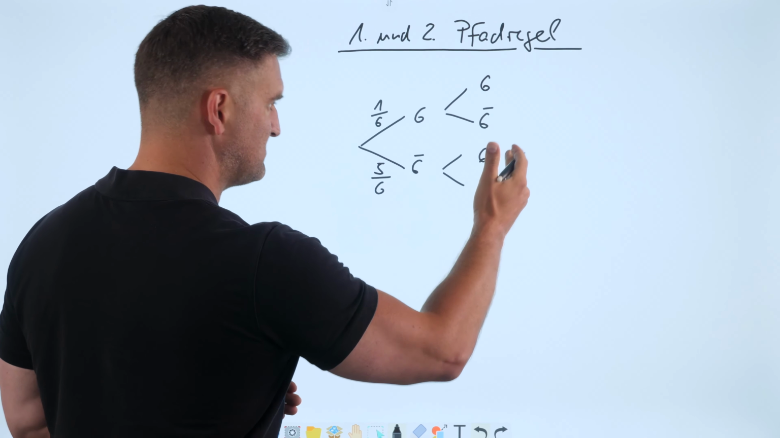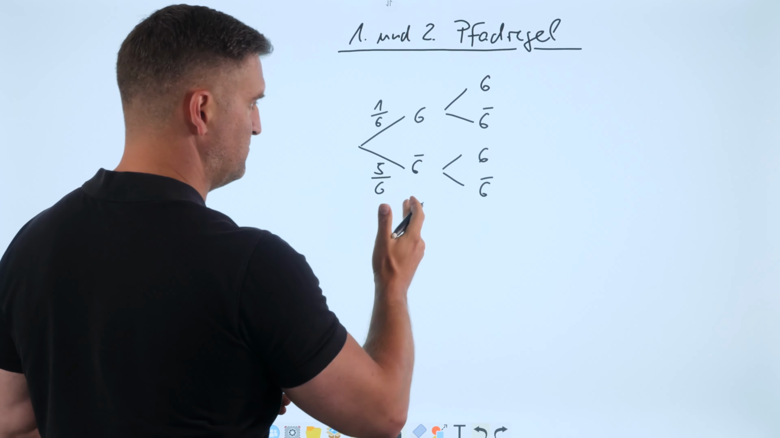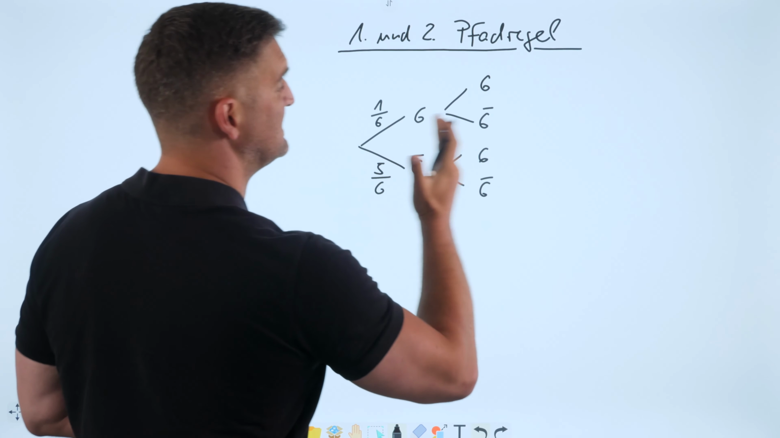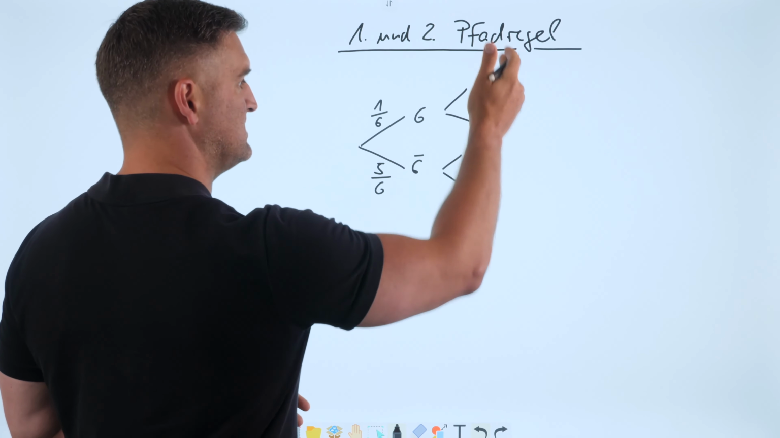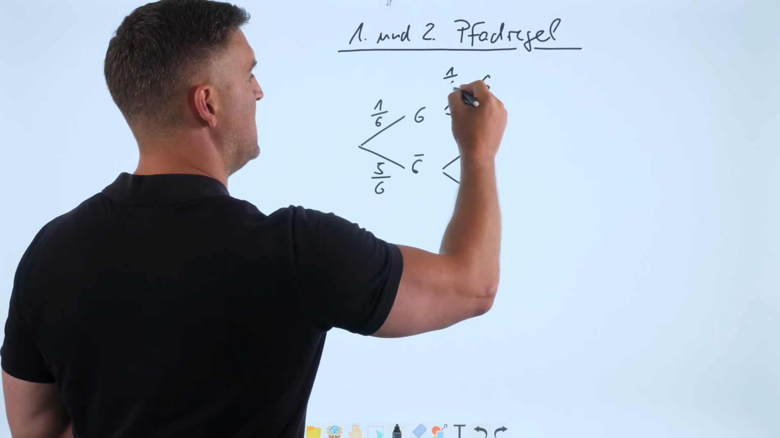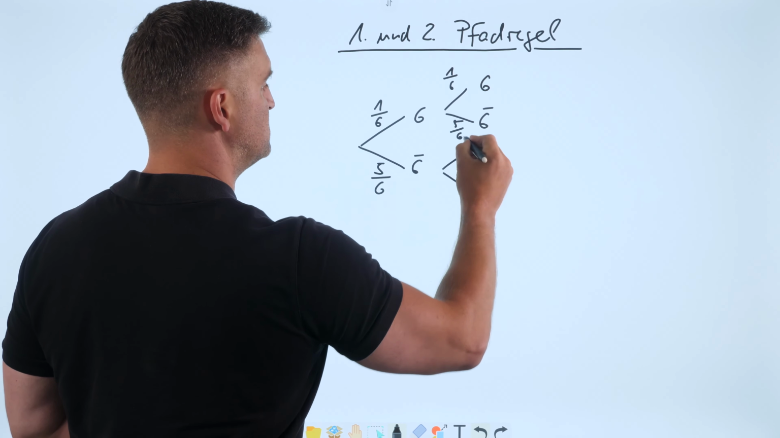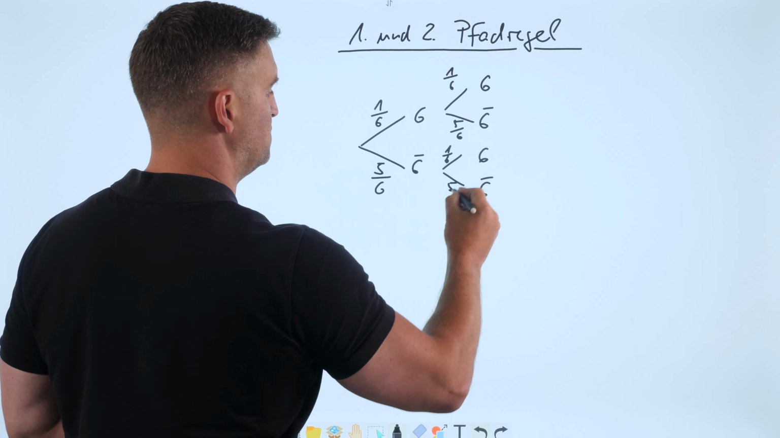Yes? Then comes the next roll, the second roll. Yes, that's the first roll, either a 6 or not a 6. Then comes the second roll. Again, it can be a 6 or not a 6. Again, 1/6, 5/6, 1/6, and 5/6.